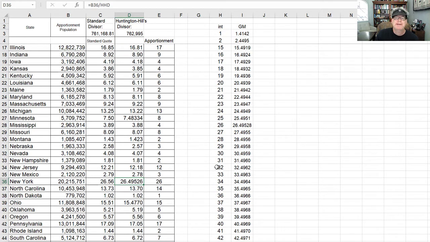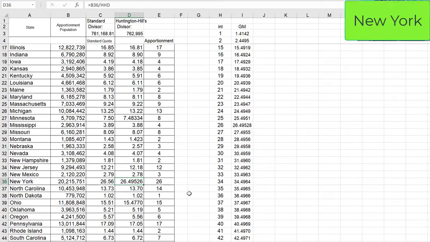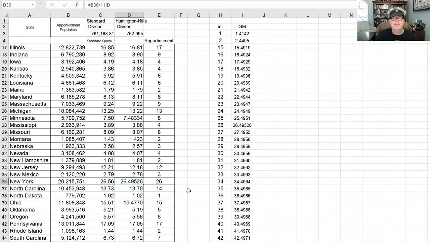26. So look how close that was. Minnesota did not get a seat, and this is the actual apportionment, so you can see how close New York was to getting an extra seat. But of course it got 26, its lower quota.